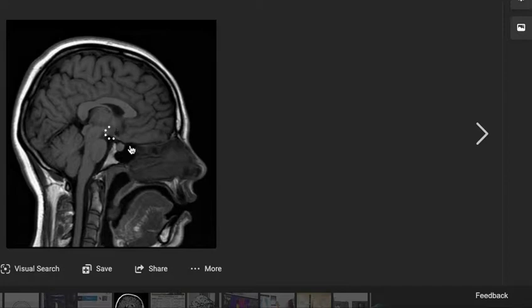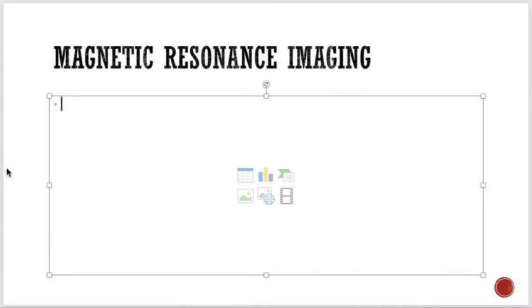When you study radiology, you will know what T1 weighted images are, what T2 weighted images are, and contrast and non-contrast, and things like this. Anyhow, this is how MRI looks, right?